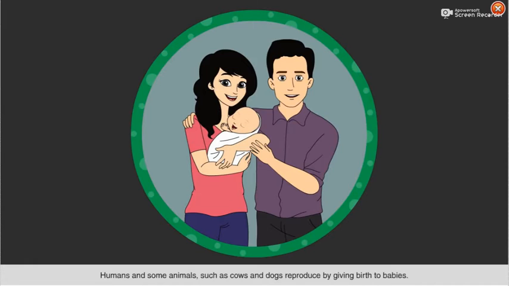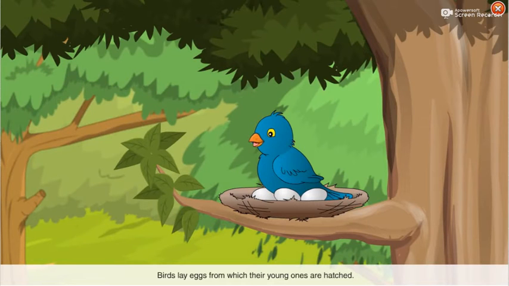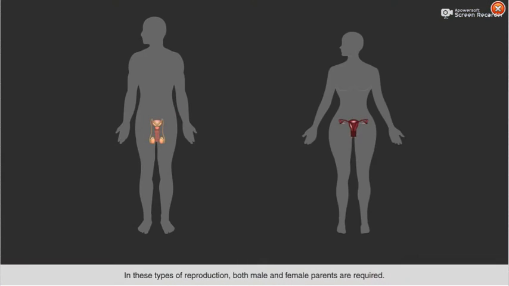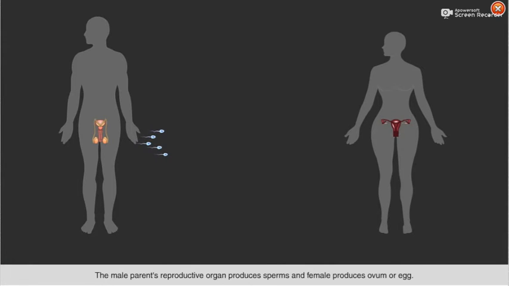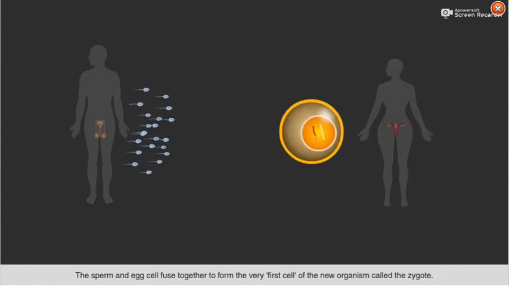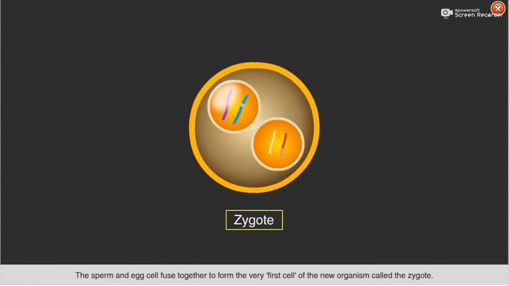Humans and some animals, such as cows and dogs, reproduce by giving birth to babies. Birds lay eggs from which their young ones are hatched. In these types of reproduction, both male and female parents are required. The male parent's reproductive organ produces sperm, and female produces ovum or egg. The sperm and egg cell fuse together to form the very first cell of the new organism, called the zygote.